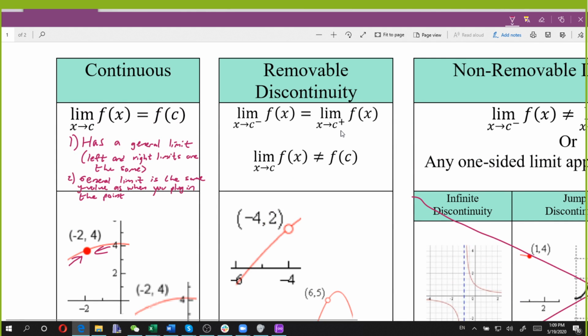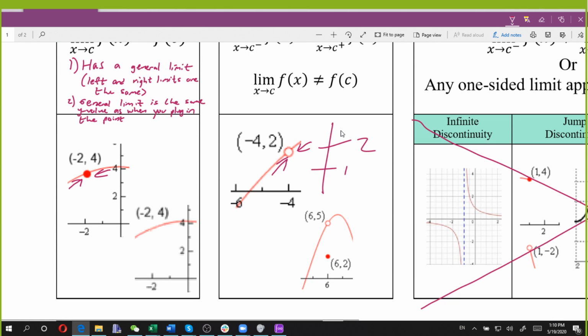Okay, for removable discontinuity, you have a general limit, but the general limit's not the same as what happens when you plug it in. So here both sides are approaching a y value of 2, but when you actually try to plug in 2, I've got a white dot here, which means we're undefined. Could also be something like this, where both sides are approaching a general limit of y equals 5. But when you actually plug in the point, we get a y value of 2.